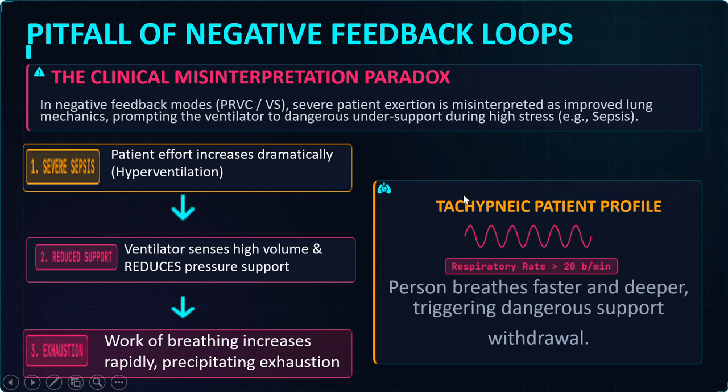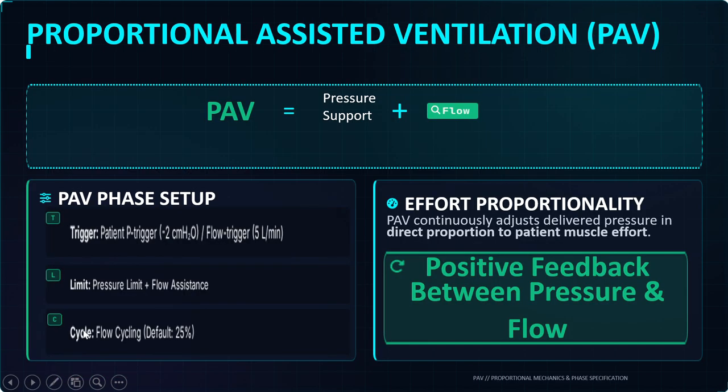The patient becomes tachypneic, with a respiratory rate of more than 20 breaths per minute. The person breathes faster and deeper, triggering the dangerous support withdrawal. This means we do not use negative feedback modes in severe sepsis.